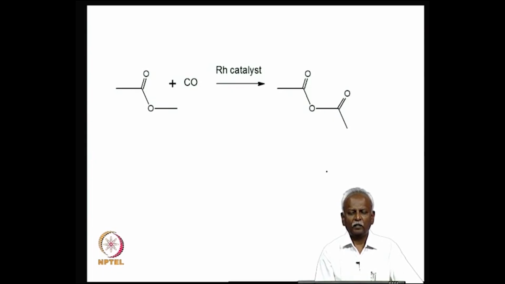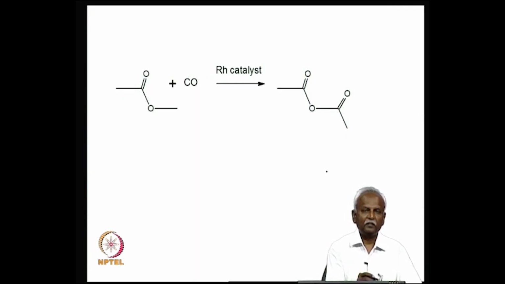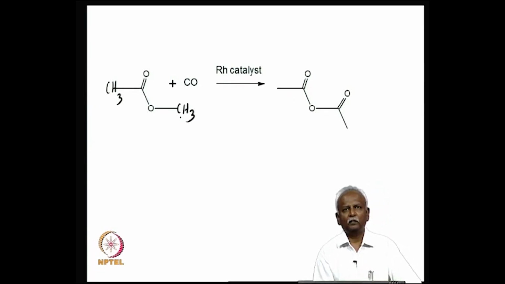So, here is one last example where an insertion reaction is involved. In this particular case, we add a simple addition of carbon monoxide. This involves methyl acetate. So, these are methyl groups. You have a methyl group here and you have a methyl group here. This is methyl acetate and you convert it into acetic anhydride.